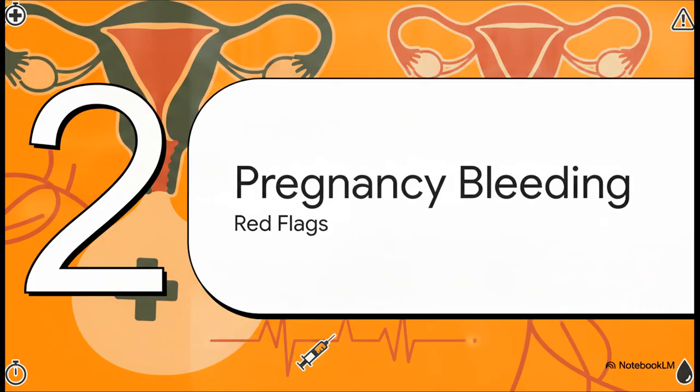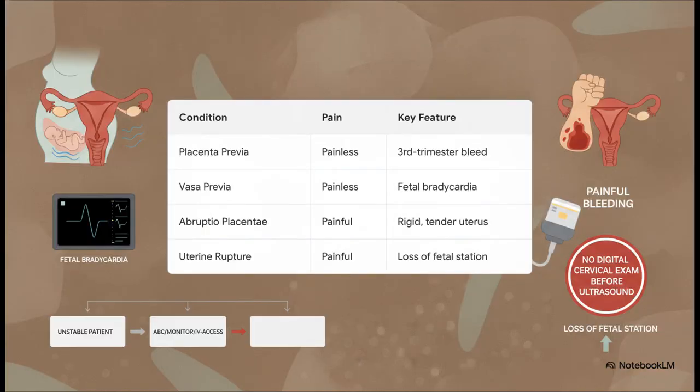Moving on to Section 2, Pregnancy Bleeding Red Flags. This table is great because it contrasts those tricky third trimester bleeding traps. There's a strict rule you need to memorize. If there's vaginal bleeding after 20 weeks gestation, no digital cervical exam is allowed until an ultrasound completely rules out placenta previa.